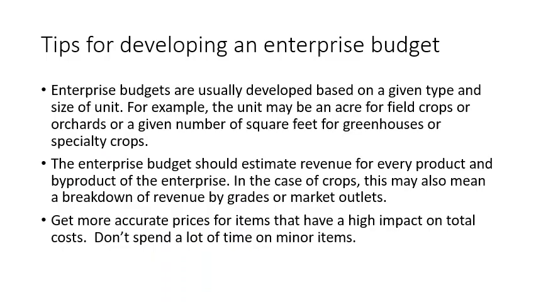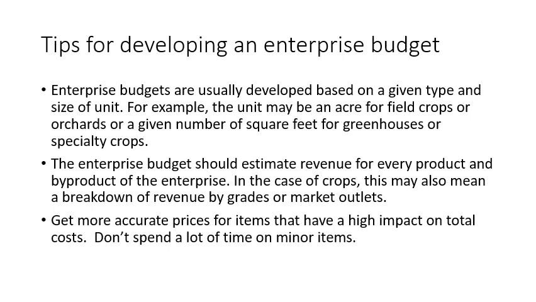So when you get started, it can be a little overwhelming. So here's a few tips for developing an enterprise budget. Generally, when you're doing an enterprise budget, you do it for some unit of measurement. It could be per acre or per square feet or per head for livestock. And this way allows you to allocate all different types of expenses and all different types of revenue, and you're converting it all to the same unit so that you can actually get a better measure of your input costs and your revenues.